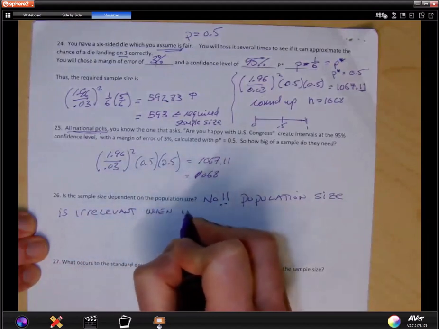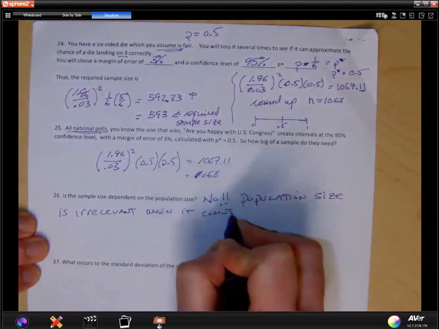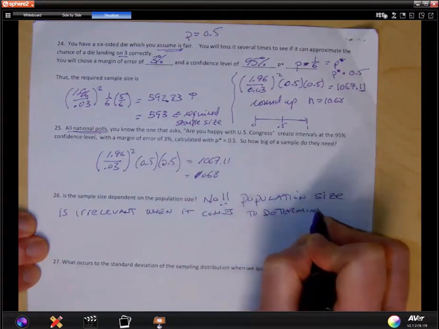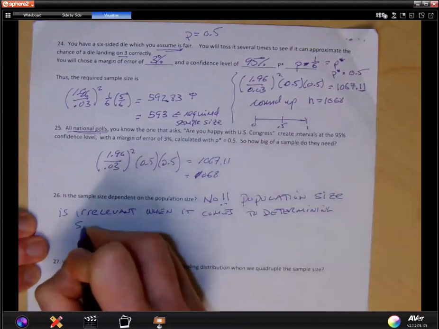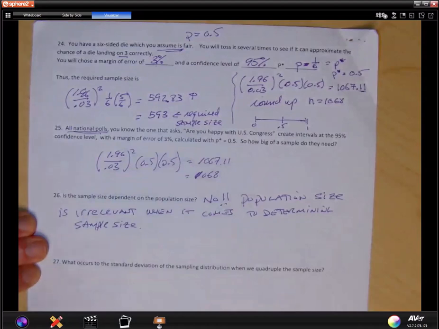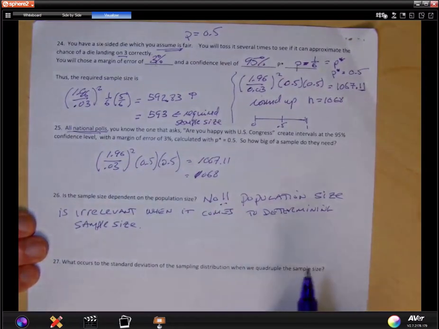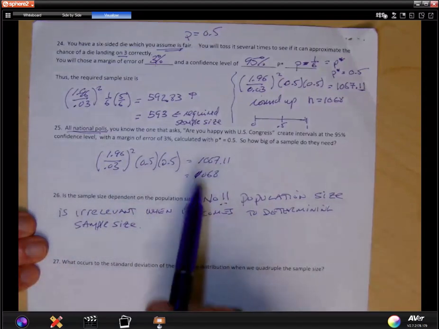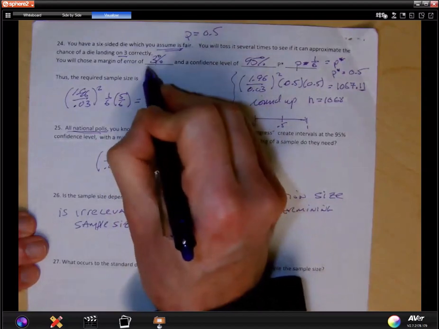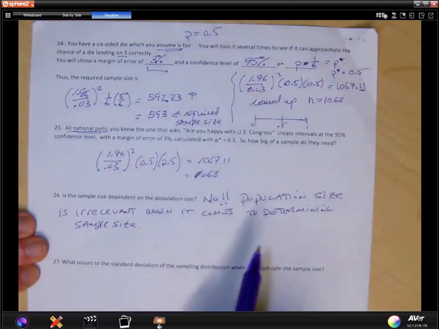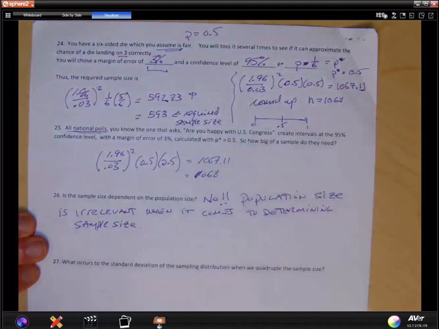Population size is irrelevant when it comes to determining sample size for what we're doing at the moment. There are a lot of rules like that. There's a 10% rule, but that has to do with sampling with or without replacement. But for this scenario, what we're really doing is trying to get accuracy at some margin of error for some confidence level. So the population size is irrelevant when it comes to determining sample size for this purpose.